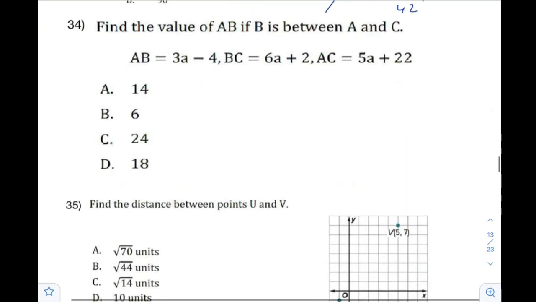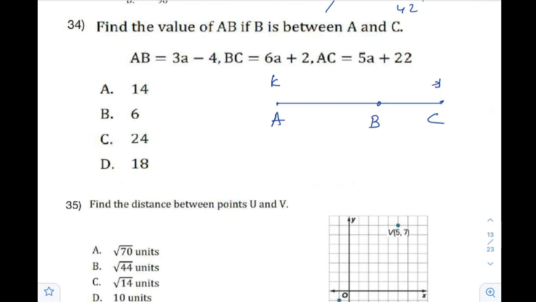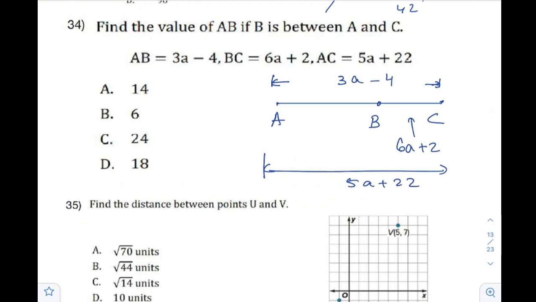Find the value of AB if B is between A and C. So we have here A starting, C. B is somewhere between them, not the midpoint. AB totally from here to here is 3A minus 4. BC is 6A plus 2. AC from here to here totally is 5A plus 22.